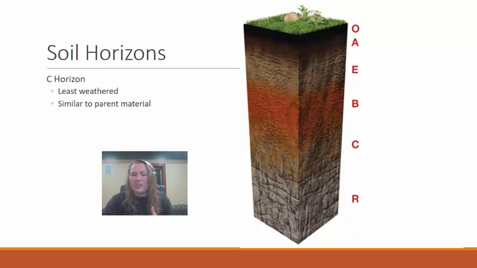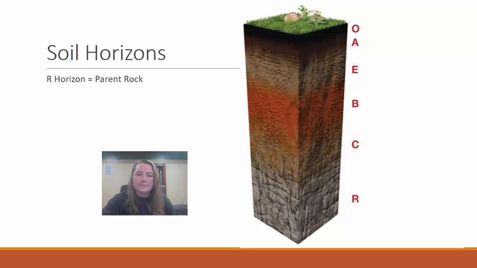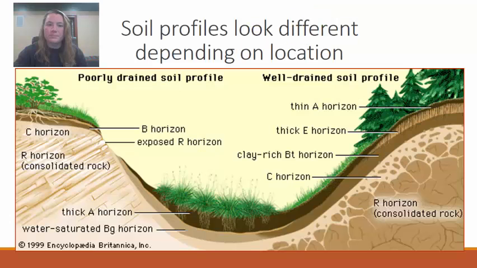Below that, we have the C horizon. Now the C horizon, this is the least weathered. This is just kind of chunks of that parent material with a little bit of that subsoil kind of mixed together. It's a really hard layer to define. On this diagram, you can see that it's not a distinct change between the B and the C. It's kind of this blend. And of course the bottom, and this isn't typically considered a horizon, this is really just the parent rock. This is the bottom of that soil column.